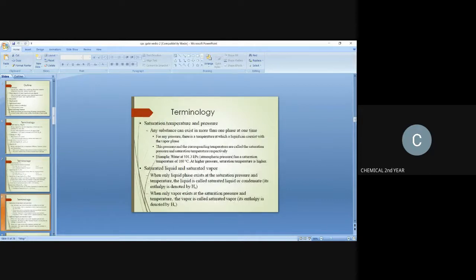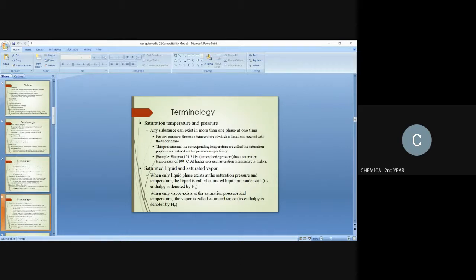Next, saturation temperature and pressure. Any substance can exist in more than one phase at one time. For any pressure, there is a temperature at which a liquid can coexist with the vapor phase. This pressure and the corresponding temperature are called the saturation pressure and the saturation temperature respectively. Example, water at 101.3 kilopascal, that is atmospheric pressure, has a saturation temperature of 100 degrees Celsius. At higher pressure, saturation temperature is higher.